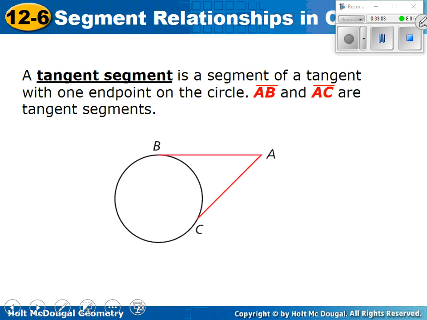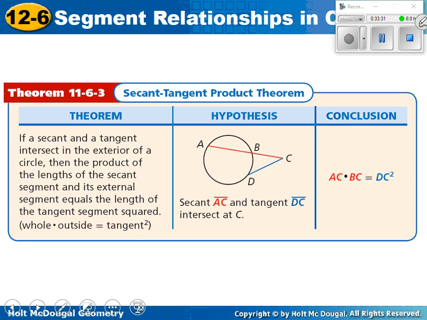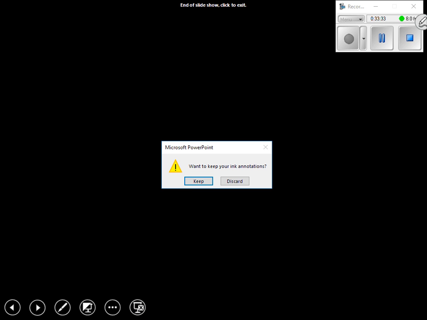Okay, and the only vocab word I skipped there was tangent segment. So look in your notes here and make sure that you understand a tangent segment is just a part of your tangent, where at least one endpoint is on the circle, just like a secant segment is part of a secant with one endpoint on the circle. So AB and AC are tangent segments, and we already learned that they're congruent. Questions? Let's try some problems.